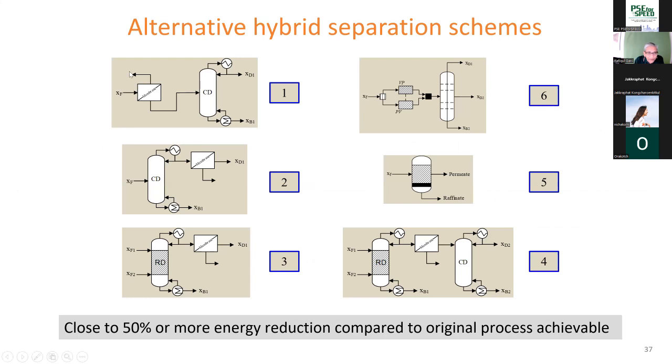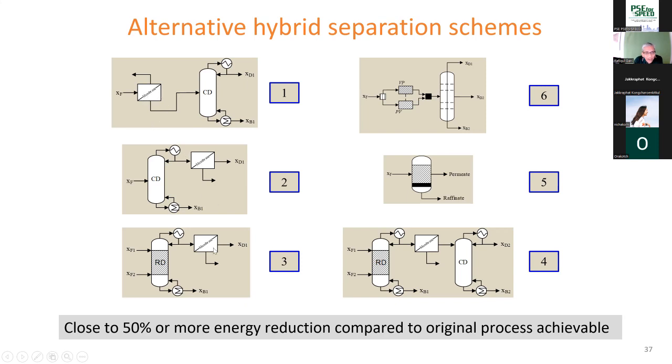Other hybrid schemes, we can put the membrane before the distillation column. Sometimes it works. The one I've shown you is after the distillation column. We can put the reactive distillation, the membrane, everything inside. We can have the reactive distillation membrane, and then further purification in the distillation column. We can also add membranes in a dividing wall column. So all kinds of combinations are possible.